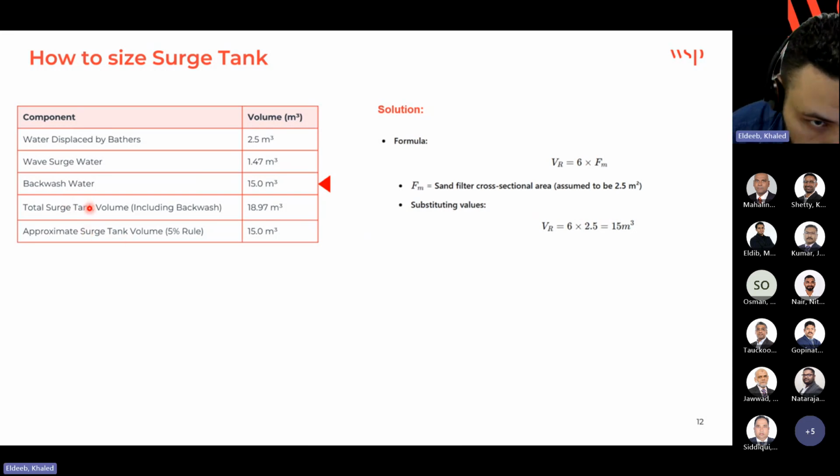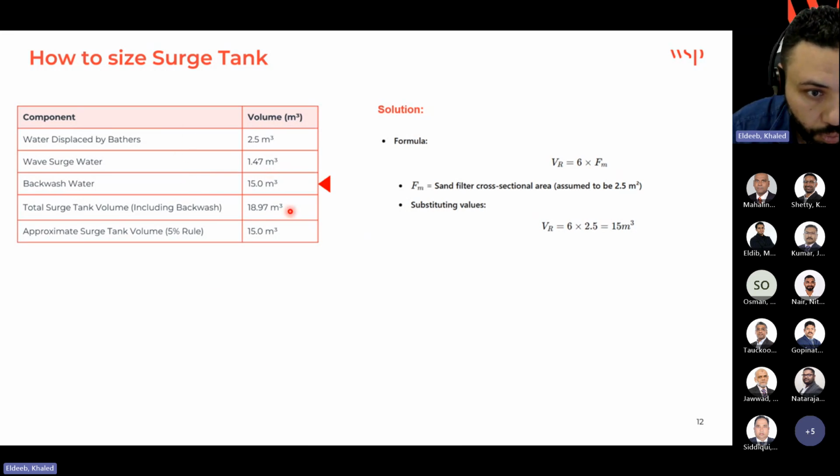So the backwash, as I just said, we can do it in two different ways, whether by using this equation or 10 minutes of the flow rate of the pool. Both of them are correct. So we used here the new way, which is 6 times the filter area. It gives me 15 cubic meter. So we now have the three volumes that we need to consider to size our tank.